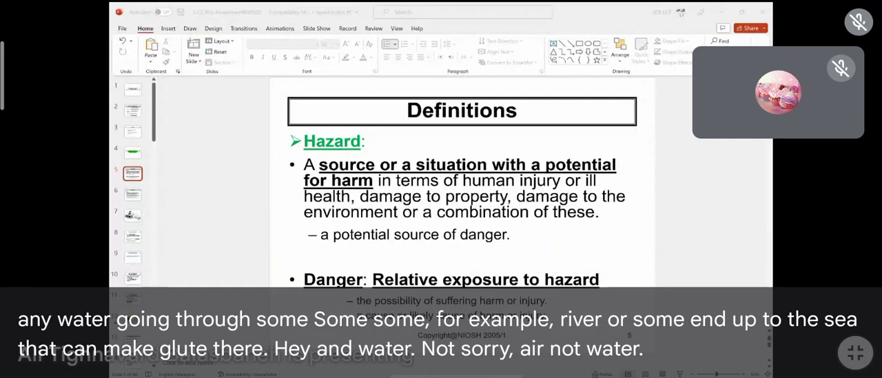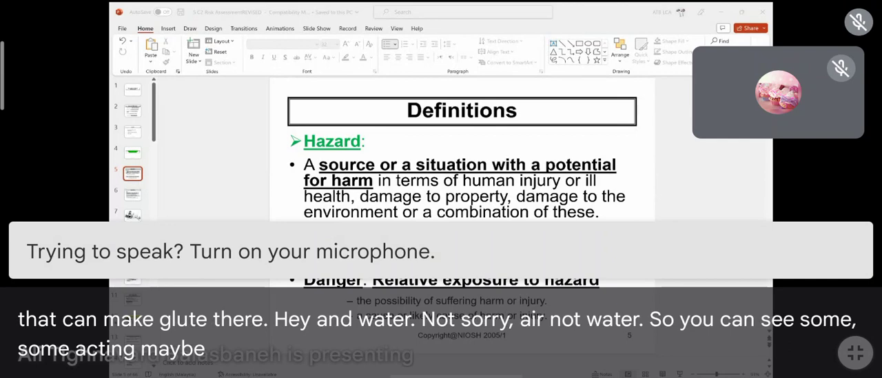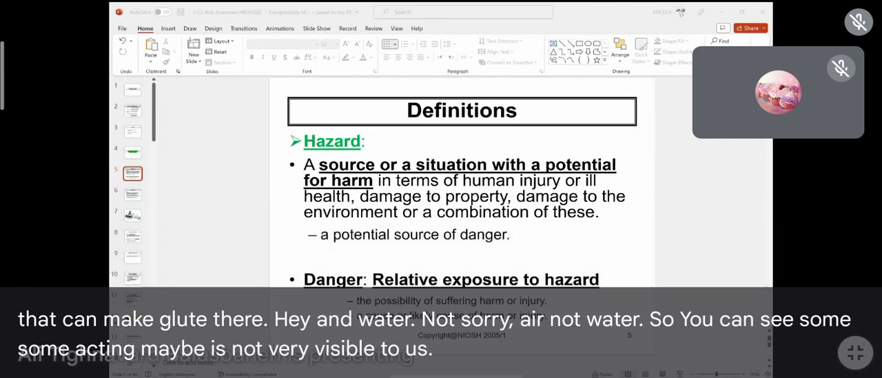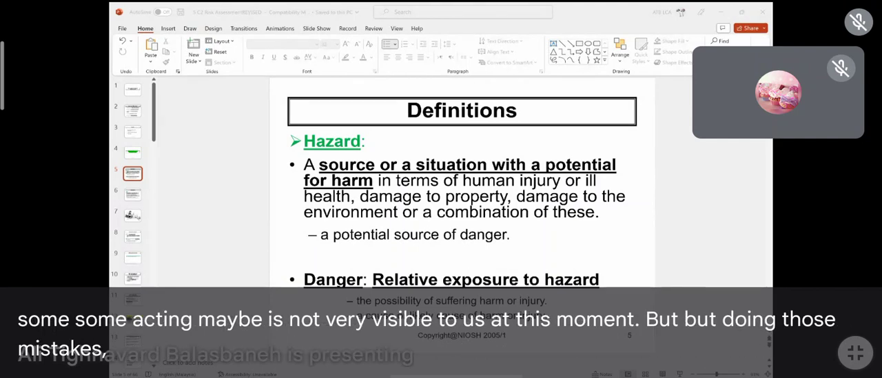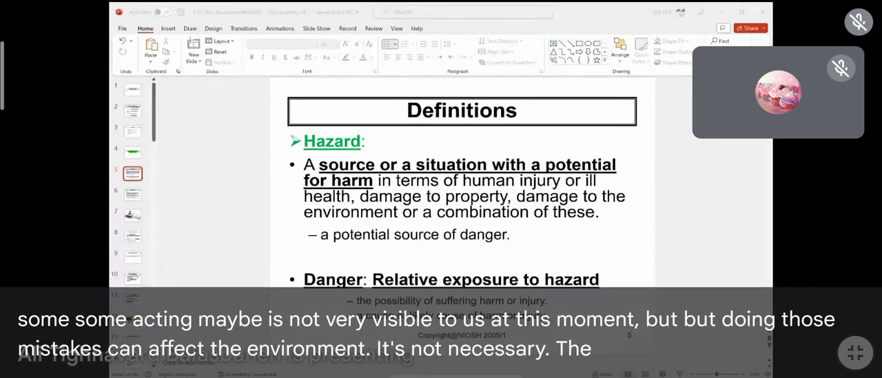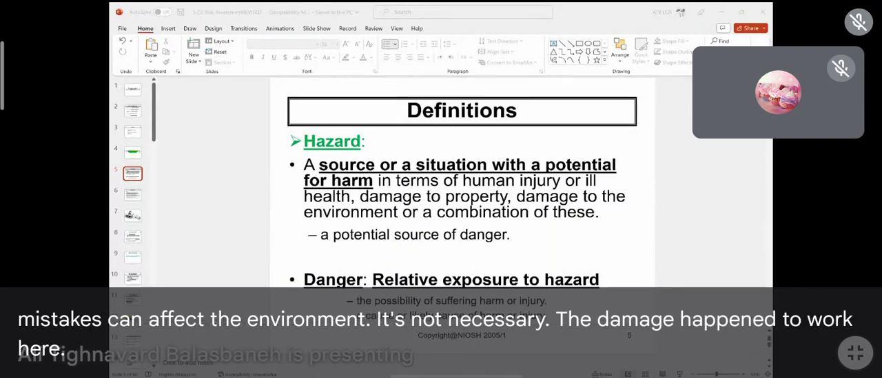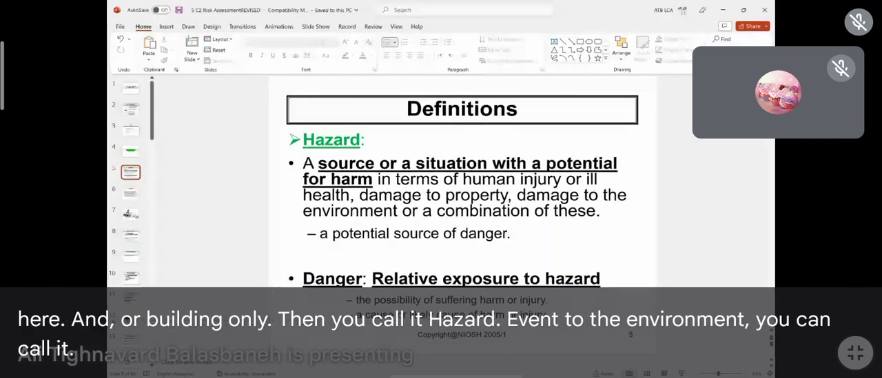air and water. So you can see some actions maybe are not very visible to us at this moment, but doing those mistakes can affect more than the damage happening to the worker and or building only. Then you call it hazard. Even to the environment, you can call it hazard.